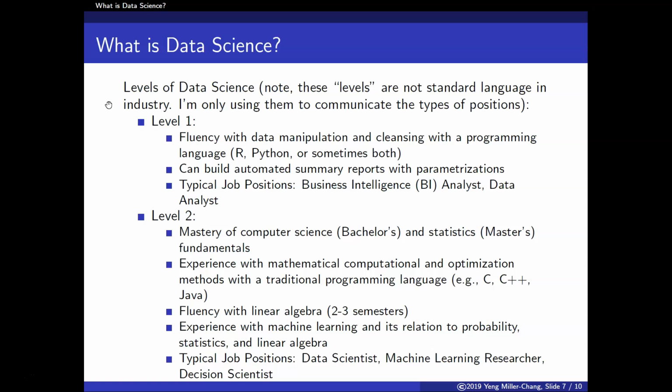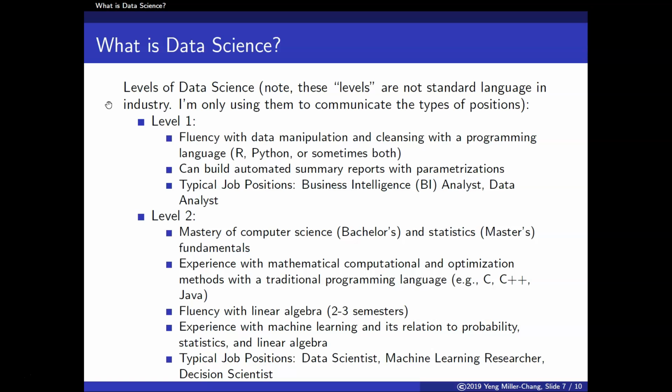A level 1 data science position is one in which you're expected to do traditional operational reporting with basic summary statistics, such as averages, with a programming language. These types of positions usually, but not always, have job titles such as business intelligence analyst or data analyst.